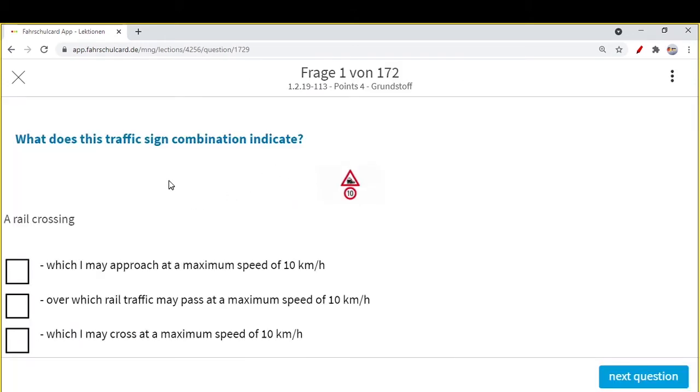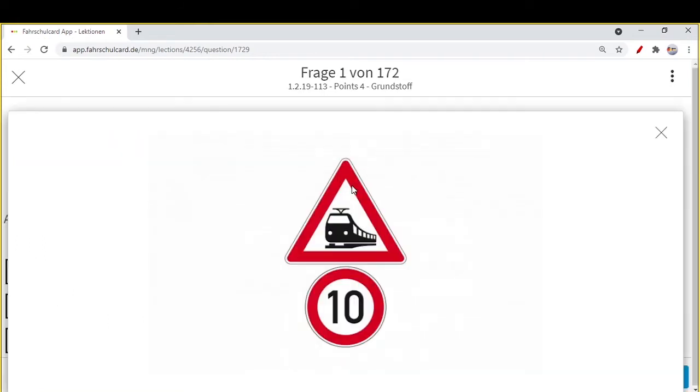What does this traffic sign combination indicate? So there's a combination of traffic signs, and what does it indicate? Before giving an explanation for this question, I will try to tell you some important points regarding this topic.